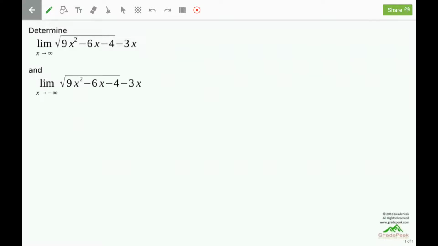Determine the limit as x approaches positive infinity and as x approaches negative infinity of the square root of 9x squared minus 6x minus 4 minus 3x. Starting with the limit as x approaches positive infinity of the square root of 9x squared minus 6x minus 4 minus 3x, the first thing to do is try plugging a positive infinity in for each of the x's. Only the highest power terms will matter here.